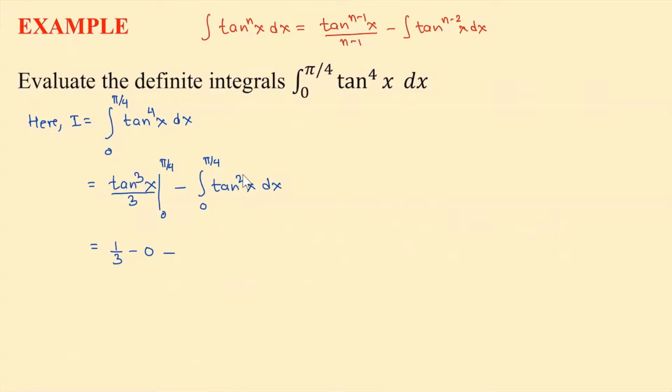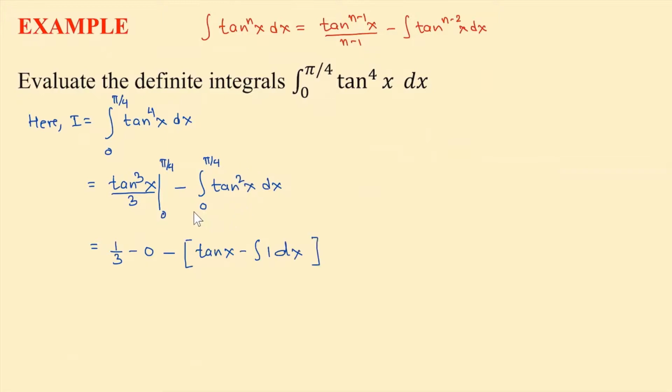So in order to integrate this tangent squared x, I'm again using the reduction formula. Reduction formula says tangent n minus 1. When I reduce the power by 1, this will be tangent x. And then divide by, you can see n minus 1, we are dividing by the same power. So here is power 1. When you divide by 1, it will just remain tangent x. Then minus integration of tangent n minus 2, you are reducing the power by 2. So 2 minus 2 will be 0. And tangent raised to power 0, it will be 1 dx.